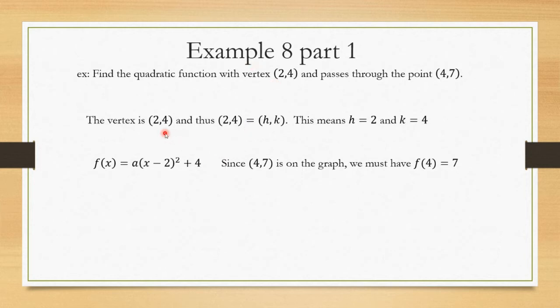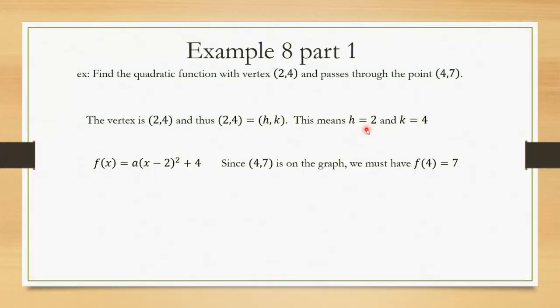Well, the vertex, remember, (2, 4), that means it's equal to (h, k). And if two points are the same, their x and y coordinates must be the same as well. In other words, the x coordinates are the same, and their y coordinates are the same. So we get h must equal 2, 2 equals h, so h equals 2.